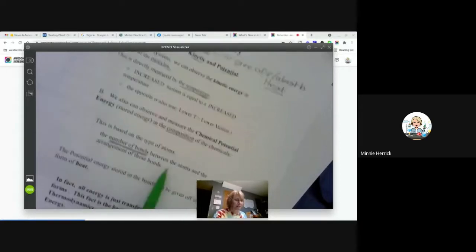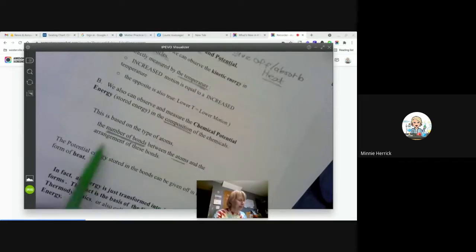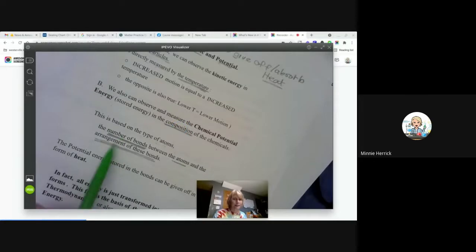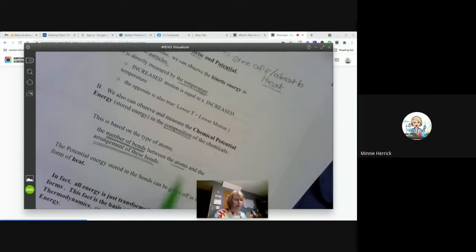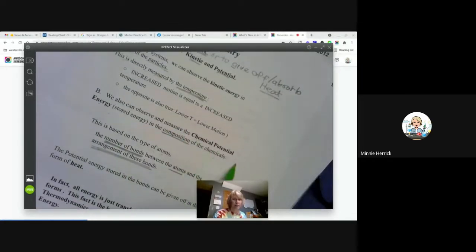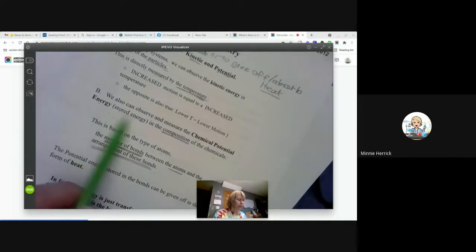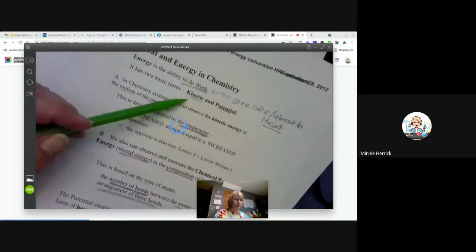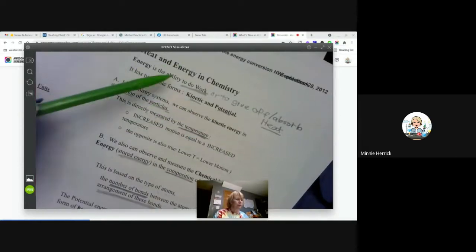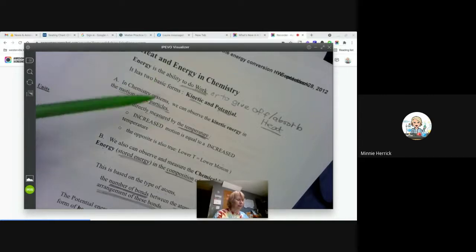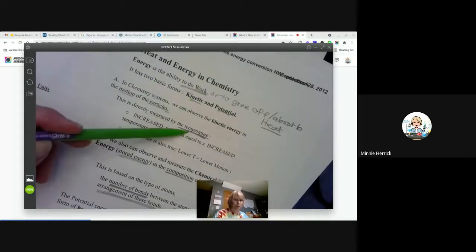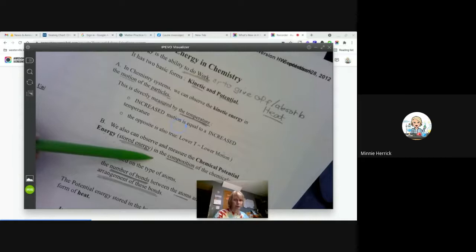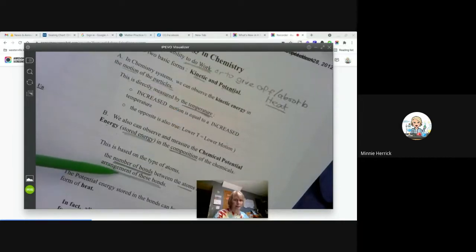But the bonding between atoms and the arrangement of these bonds, the actual number of the bonds and the actual arrangement of these bonds, is going to be a measurement of the potential energy, or the stored energy, in the actual composition of the molecules. Okay, so you're basically writing down chemical and potential, what the definition of energy is, understanding that kinetic is temperature, but potential energy is what's in the bonds and the type of bonds.